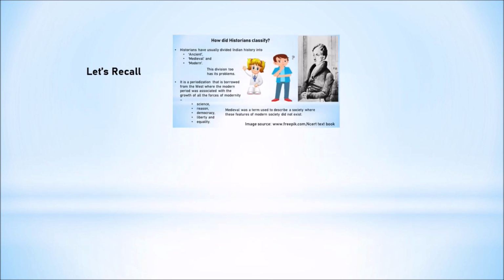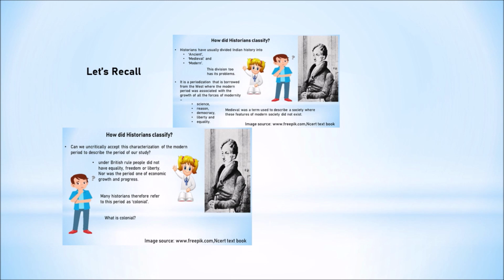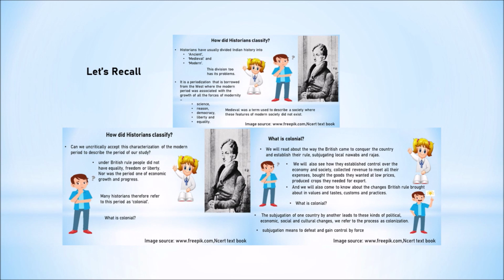So, let us now do the recap of what we learned in this session. First, we looked at the classification done by the modern historians. Then we tried to identify the problems with that. Later, we asked whether we can accept uncritically the characterization of the modern period. What are the obstacles that we have? Then we moved on to find out what is colonial, what changed during the British rule in our country, and what is the meaning of subjugation. These are the points discussed in this session.